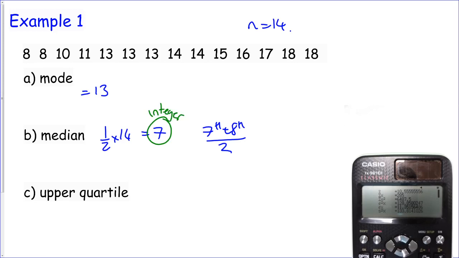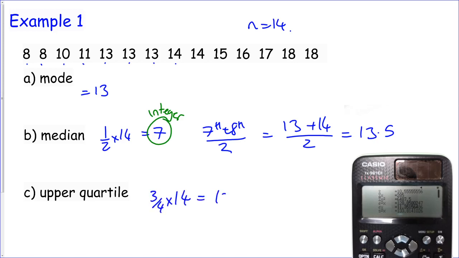Integer, as a reminder, just means whole number. So counting through, we get 1, 2, 3, 4, 5, 6, 7, and 8. So this is going to be the 13 plus a 14 divided by 2, which gets us 13.5. When we come to the upper quartile, we're going to do 3/4 of 14, which gives us 10.5. Because this is not an integer, we're going to round this up and use the 11th thing.